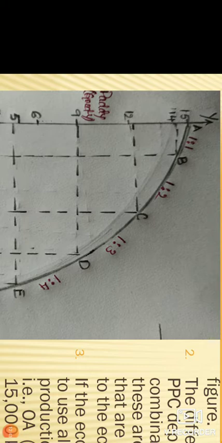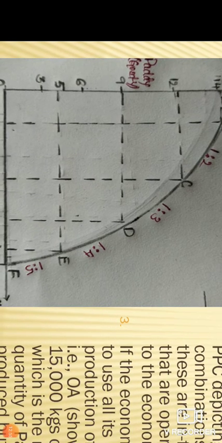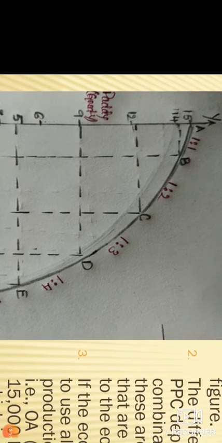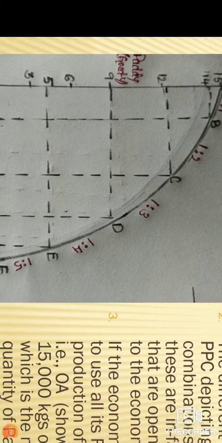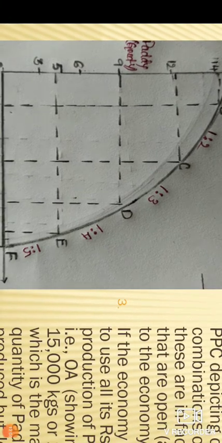It does not change. The 1 remains the same. In all the combinations from A to B, B to C, C to D, D to E and E to F, the gaining amount is the same, that is 1. But whereas the sacrificing becomes greater and greater, this is called increasing marginal opportunity cost. We will discuss it in the later PPT.